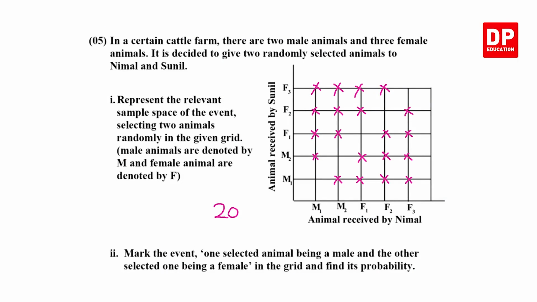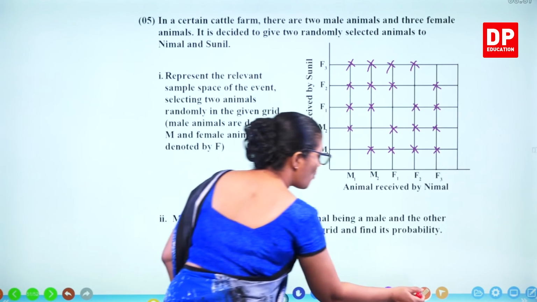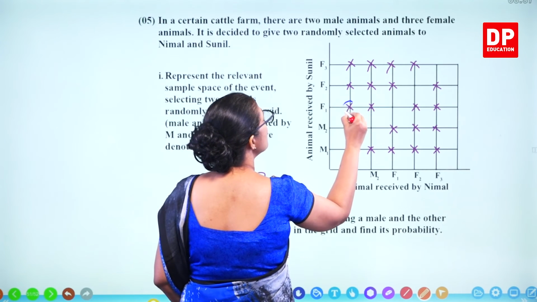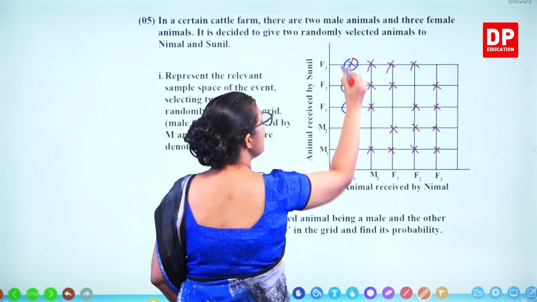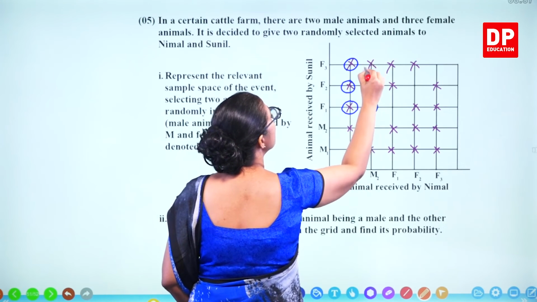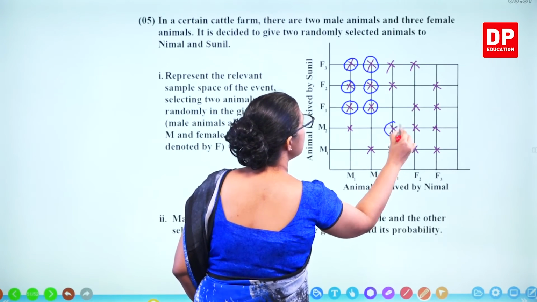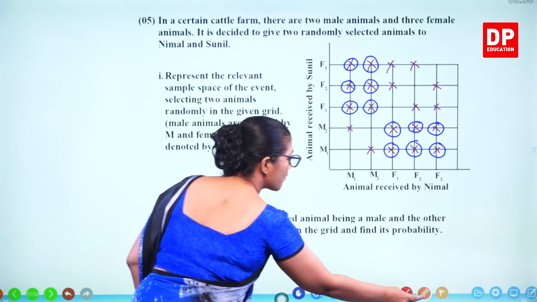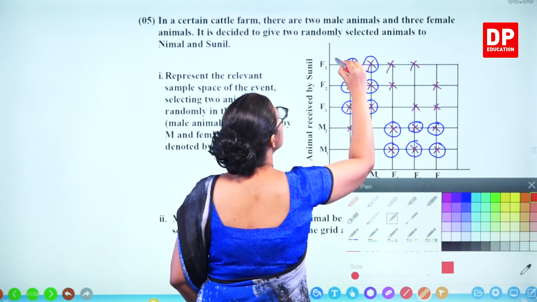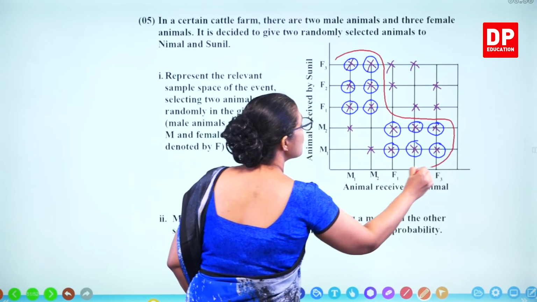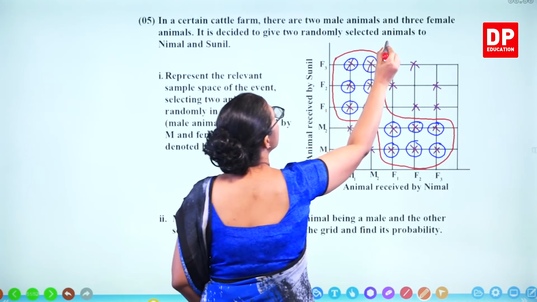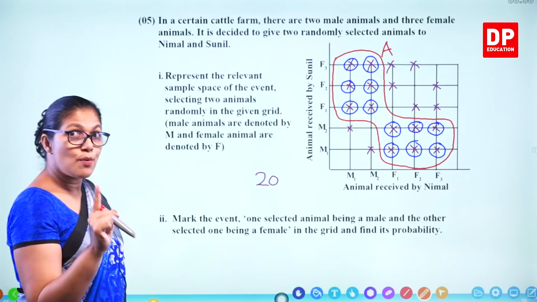Mark the event. One selected animal being a male and the other selected animal is a female. So how we mark the other parts? So here male and female. So this one male and female, male and female. Here male with female, these 3. And female with male, these 2. This female with male 2. So this is the diagram for the event. So we can mark it like this. So this is the event here. So we'll take event A. One animal is female and the other one is male.